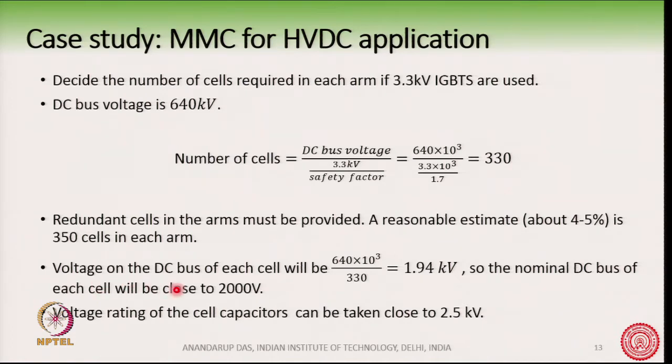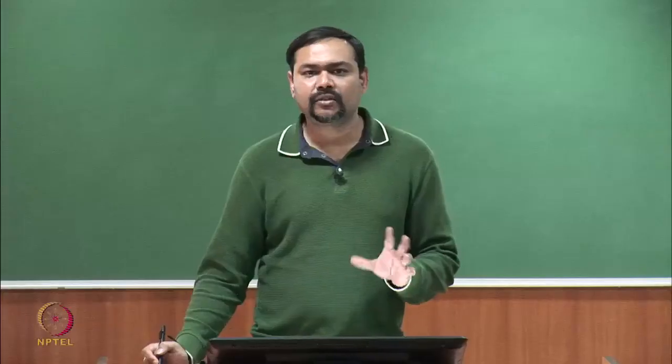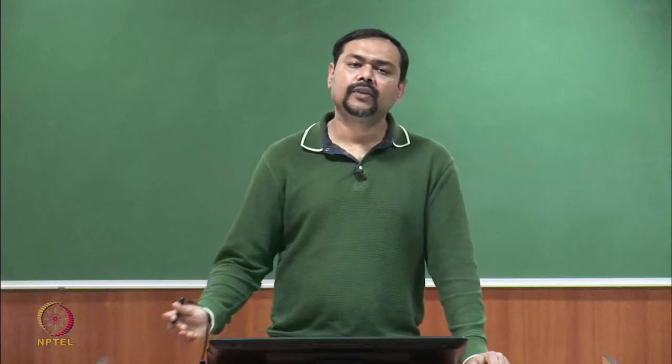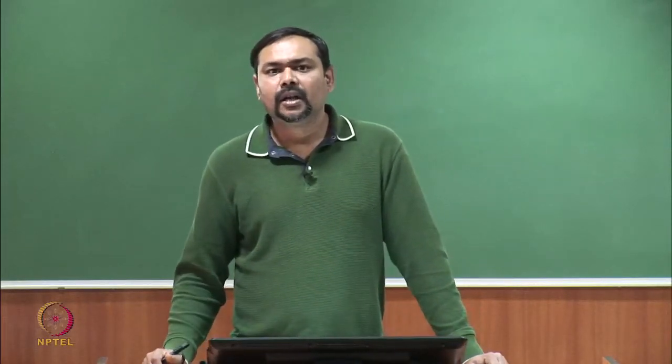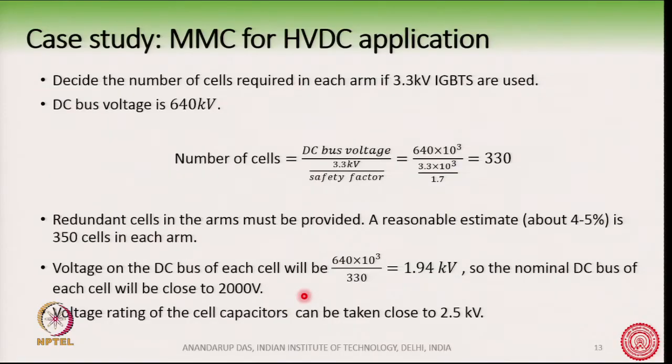So, the voltage on the DC bus of each cell, if we use 330 cells, will be 640 divided by 330, so 1.94 kV. The nominal DC bus voltage on each cell will be close to 2000 volts. So, we are using a 3.3 kV IGBT for a DC bus of 2000 volts, which is almost a safety factor of 1.6 or 1.7, a reasonable approximation for a first estimate.